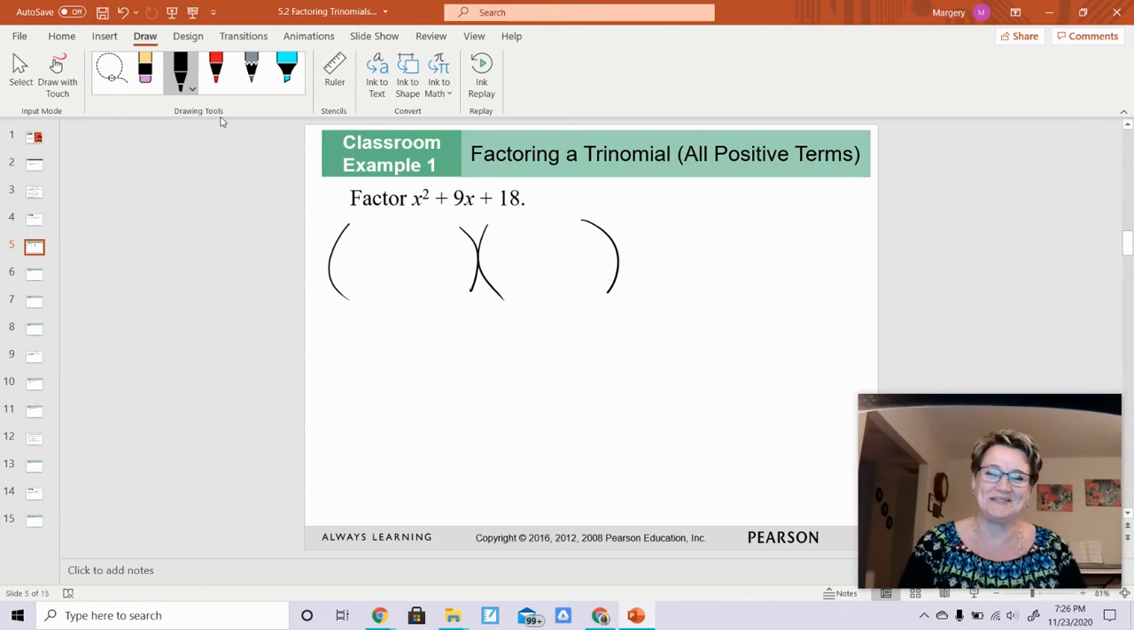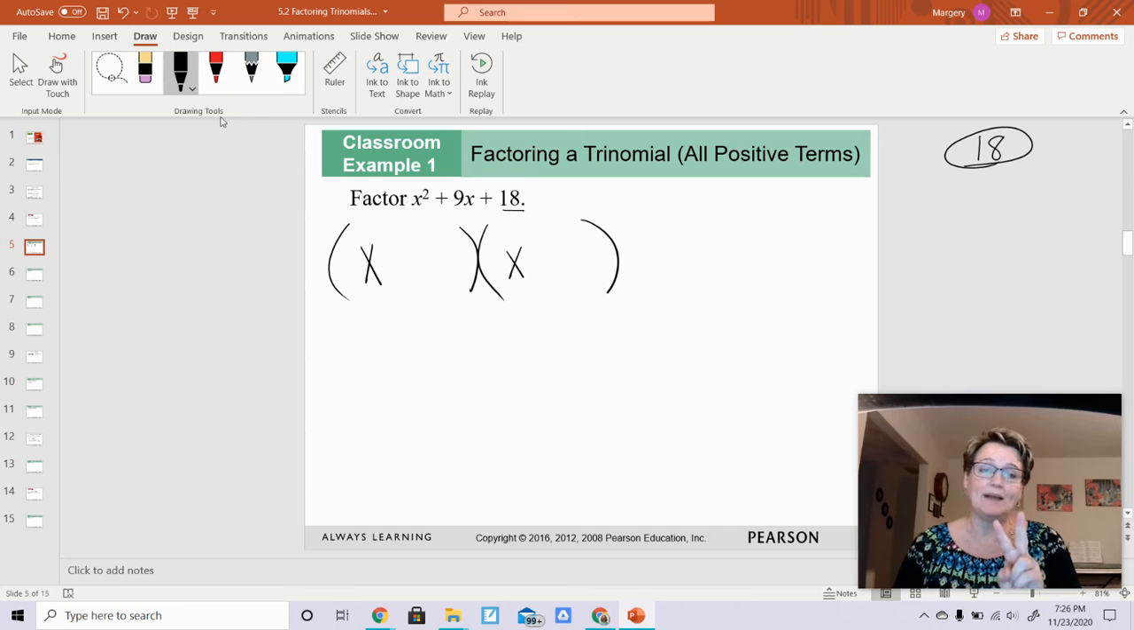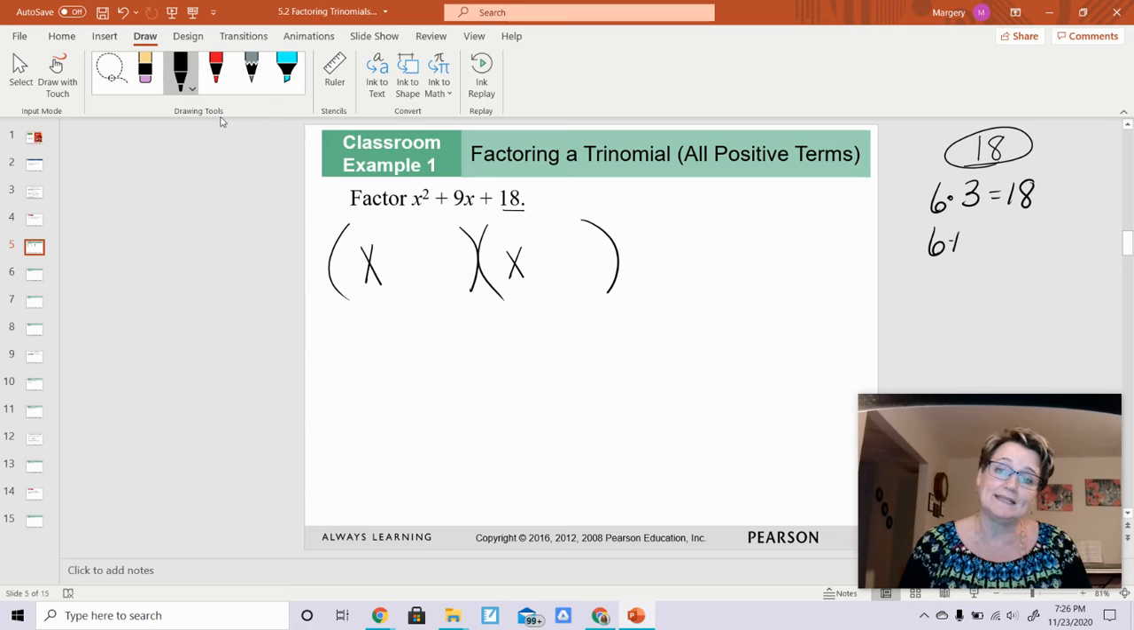Here's how you do it. The only possible way to get x squared is x times x. Now I'm going to look at the 18. I need to find two numbers that when multiplied together give me 18, but when added together give me 9. I know that 6 times 3 is 18. I also know that 6 plus 3 is 9, and this is your middle term.